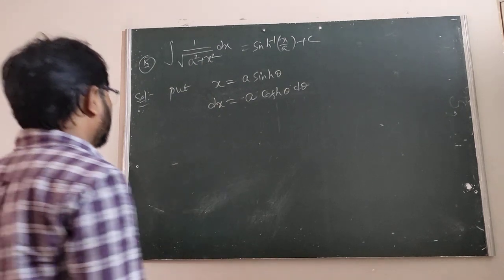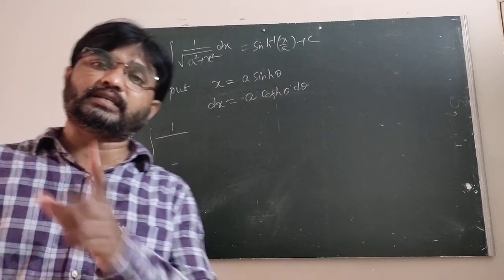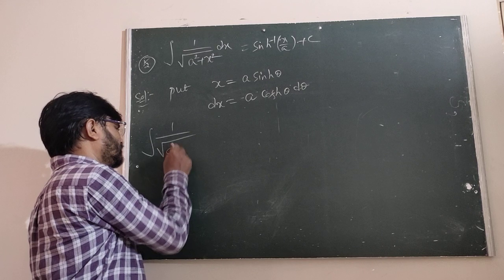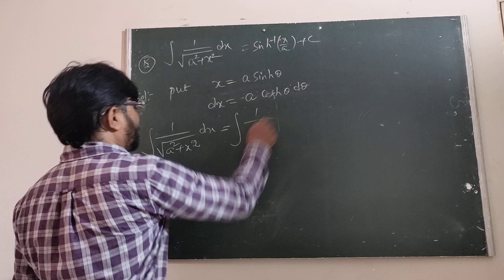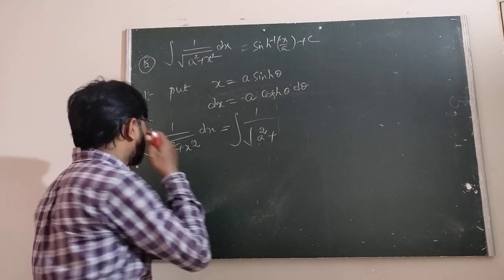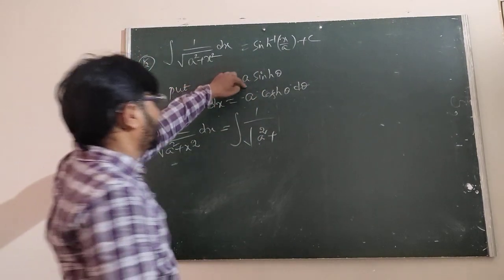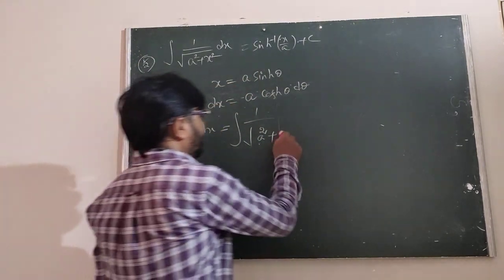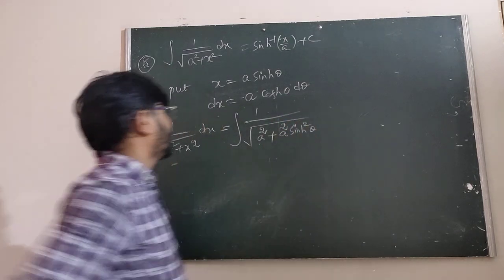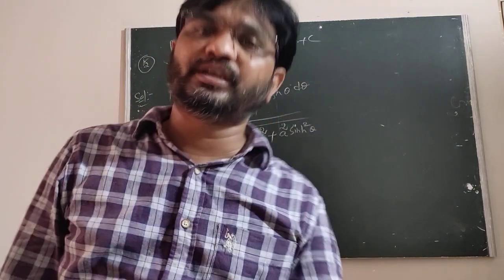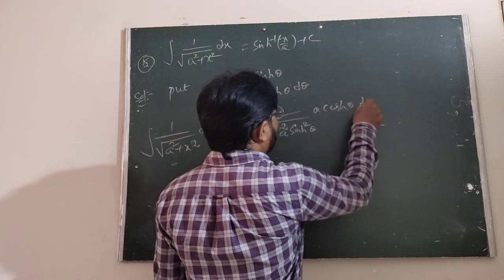Therefore, now we are taking the given integral, 1 upon under root a square plus x square into dx. Now these are substituted in this. What is the x we are taking? The x is a sin h theta. X square means a square sin h square theta. The dx is a cos h theta into d theta.